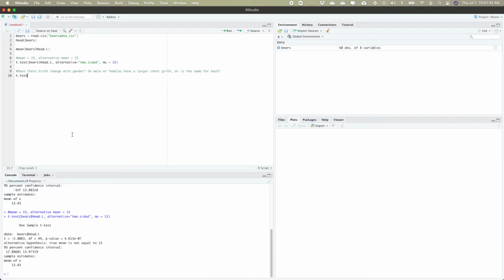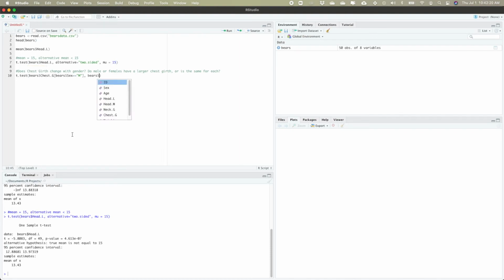And in order to do that, we're going to do a t-test. We are looking at our bears data, and we're looking at the chest girth. However, I want to actually restrict myself to males versus females. So I'm also going to use these square brackets to say that in this case I'm only considering the males, where sex is equal to M for male. And you'll notice I have this double equal sign. That's very important. And then the M is in quotations.